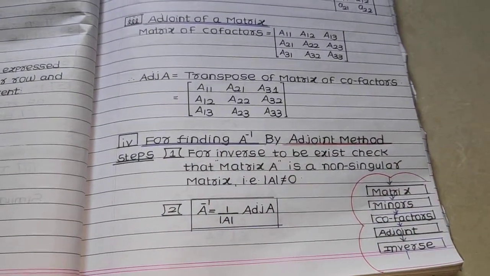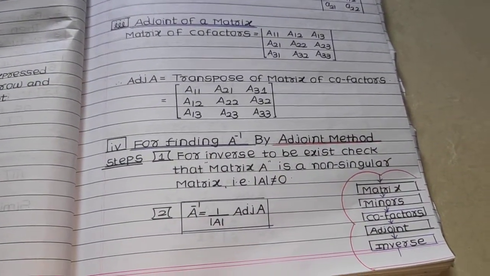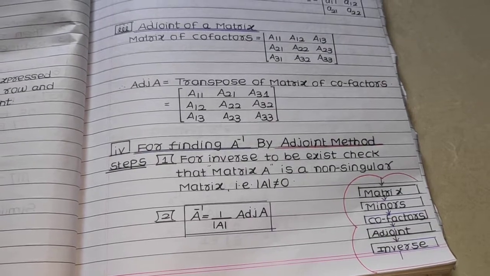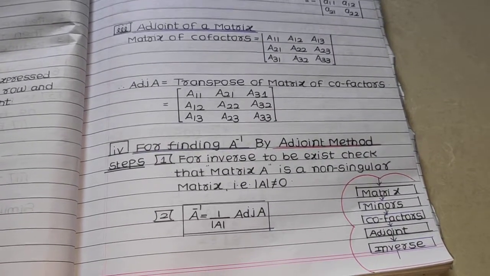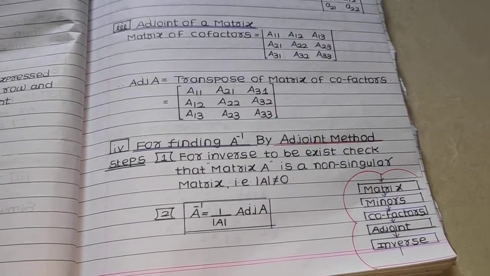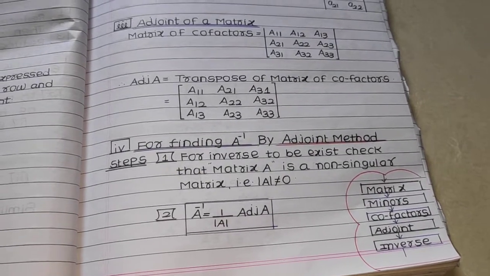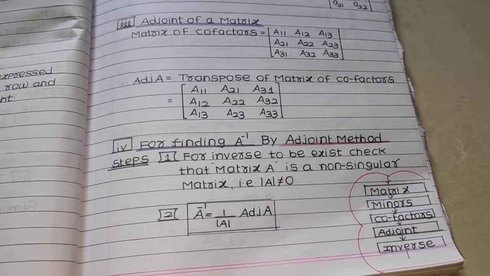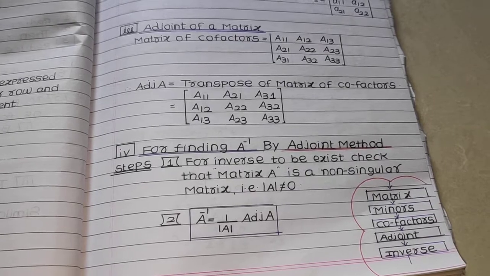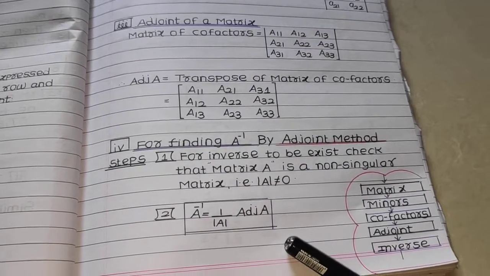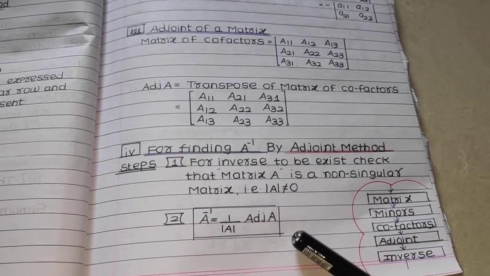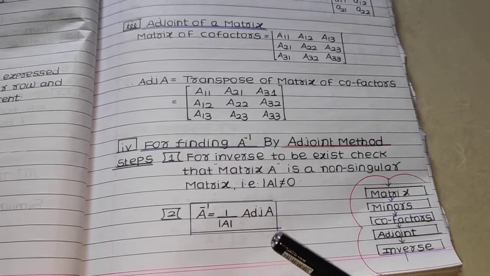Next one, for finding A inverse by the adjoint method. Step number 1: for the inverse to exist, check that matrix A is a non-singular matrix, that is, determinant of A is not equal to 0. Number 2: A inverse is 1 upon determinant of A into adjoint of A. It is a very important formula. For HSC students as well as for JEE students, it is a very, very important formula.